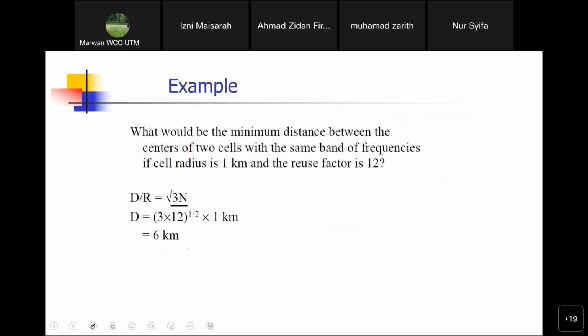So the equation to compute the C over I is D divided by R. Let's look at an example. What would be the minimum distance between the center of the two cells with the same band? It means that you want to compute the minimum distance between the two co-channel cells, D. And they said the radius is 1 kilometer.